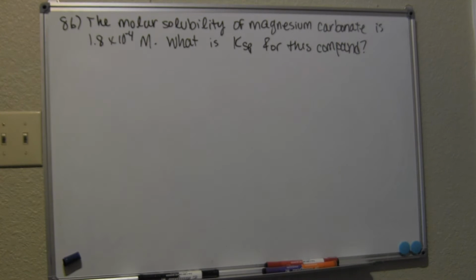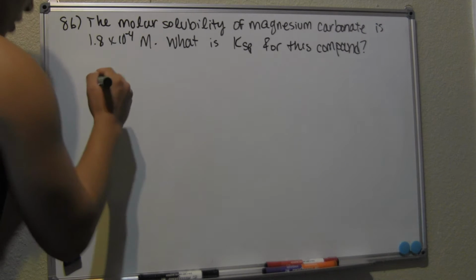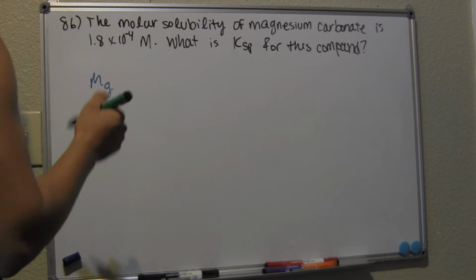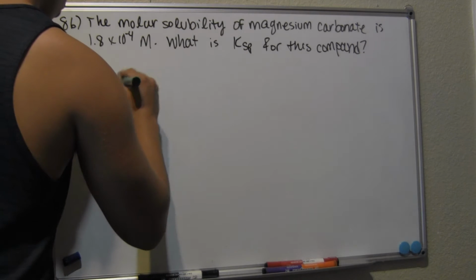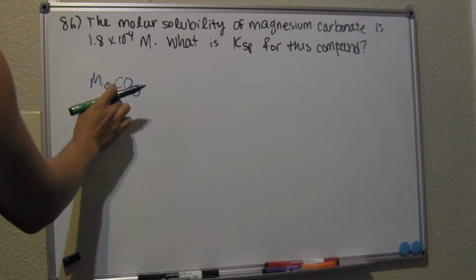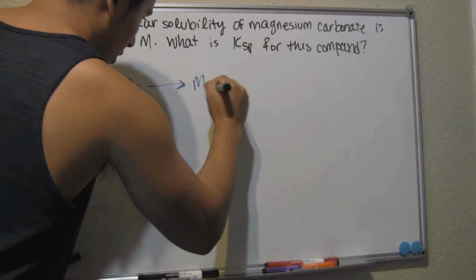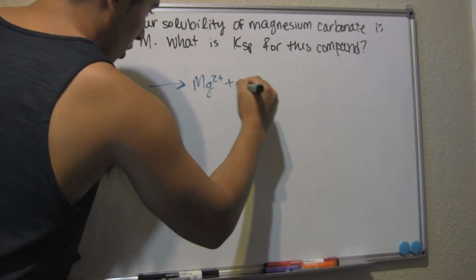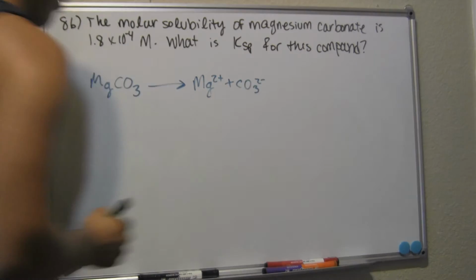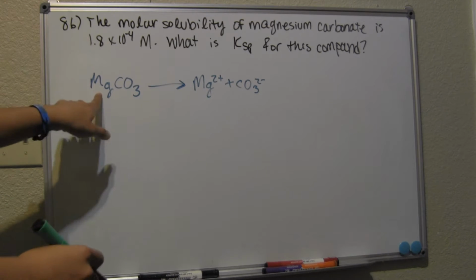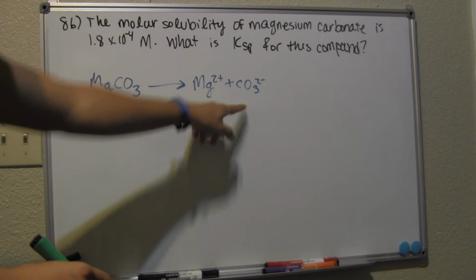The first thing to do here is to write out the reaction. Let's start off with the reaction. We have magnesium carbonate. Magnesium is 2 plus, carbonate is CO3 2 minus, so it's just 1 to 1. Magnesium carbonate dissolves into magnesium 2 plus and CO3 2 minus. So our equation is balanced. We have one magnesium on each side and one carbonate on each side.